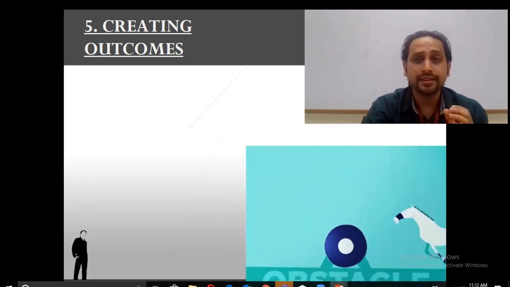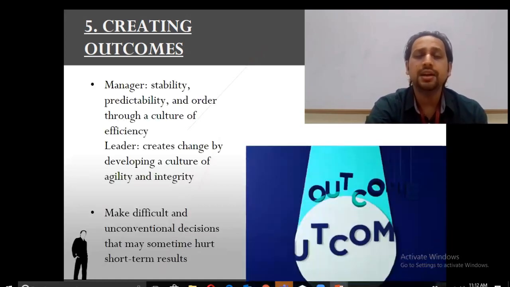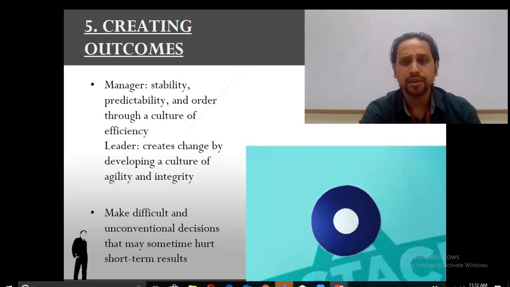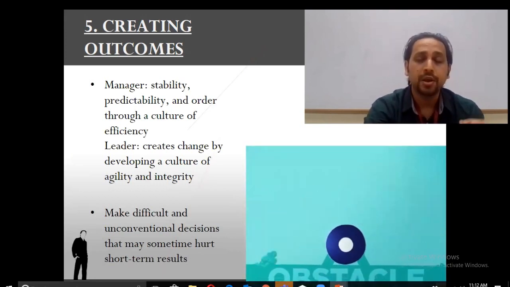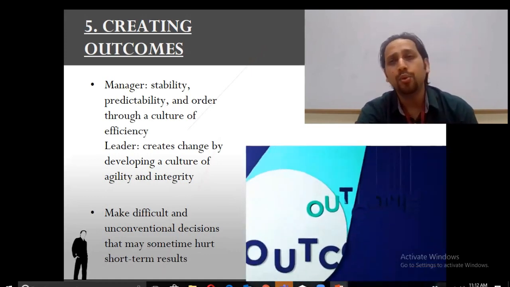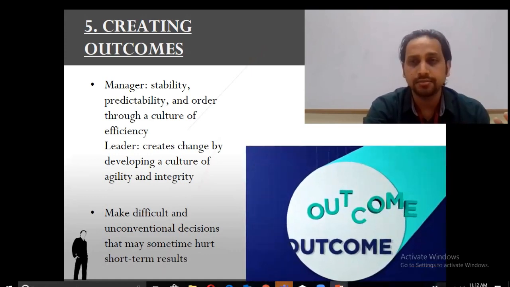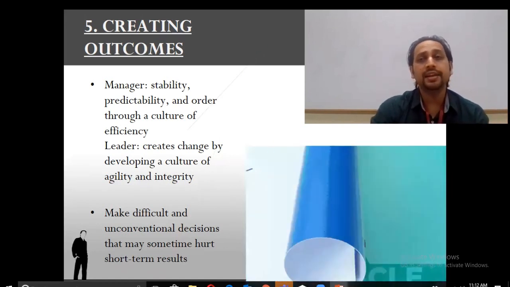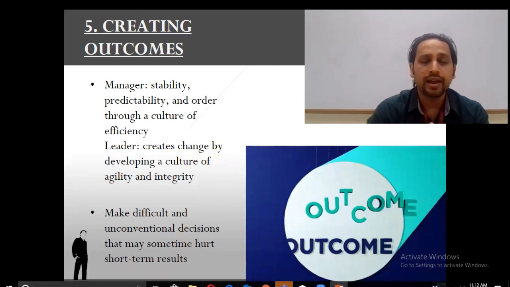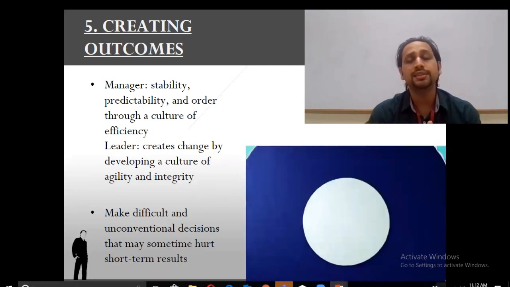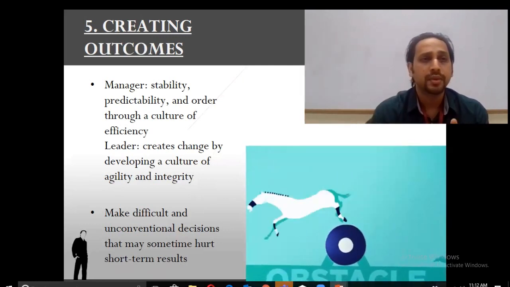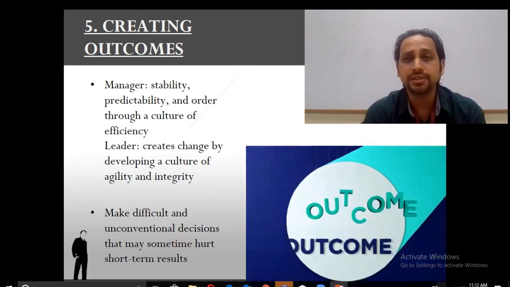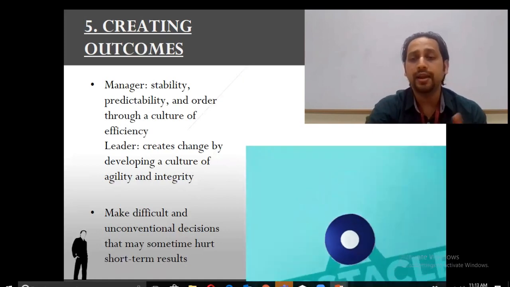Managers and leaders create different outcomes. Managers are more focused on stability, predictability, maintaining order through a culture of efficiency, whereas leaders are more focused on creating change. That change can often be radical change, and they develop a culture of agility and integrity that helps an organization achieve its long-term vision. So all of these elements are interconnected, and these are the major differences between leadership and management.